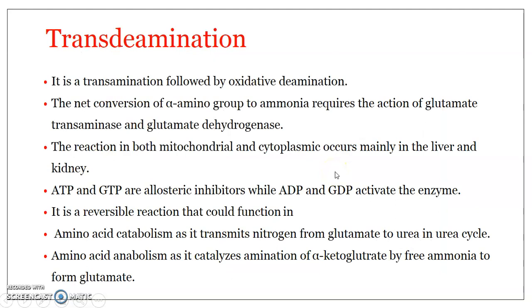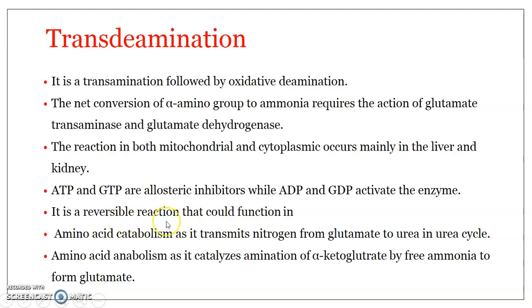Next is transdeamination. Transdeamination is a coupled reaction in which transamination is followed by oxidative deamination, and it is a major route of amino acid deamination. The net conversion of alpha amino group to ammonia requires the action of glutamate transaminase and glutamate dehydrogenase. Glutamate transaminase is involved in the transamination process, and glutamate dehydrogenase is involved in the oxidative deamination process. The reaction occurs in both liver and kidney, in the mitochondria as well as in the cytoplasm. ATP and GTP are the allosteric inhibitors, while ADP and GDP activate the enzyme.